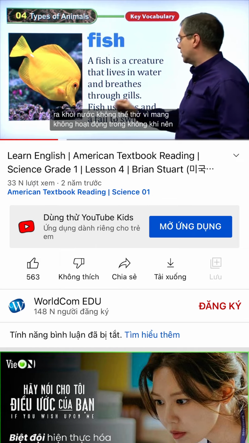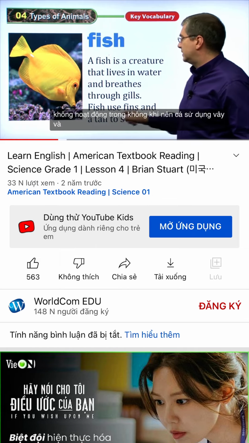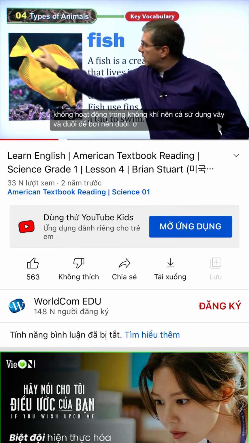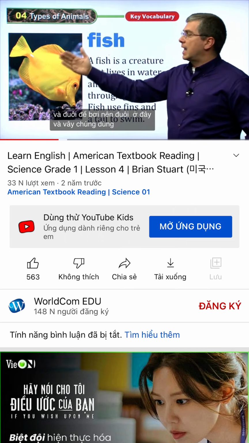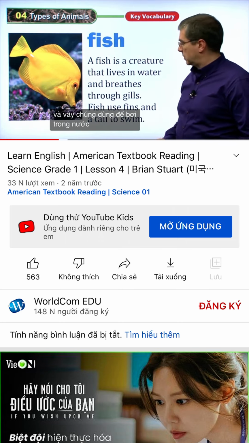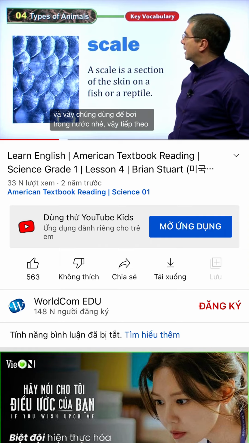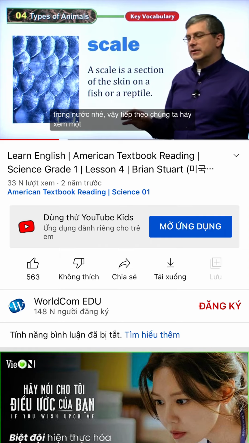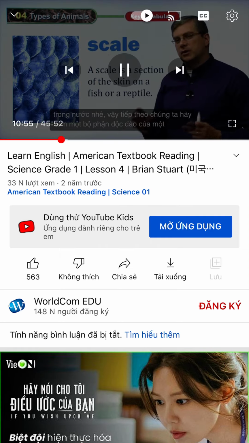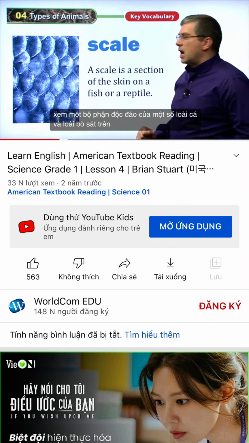Okay? So, fish use fins and a tail to swim. So the tail here and the fins, they use that to swim through the water. Okay? So, next, let's take a look at a unique part of certain fish and also reptiles on their skin.